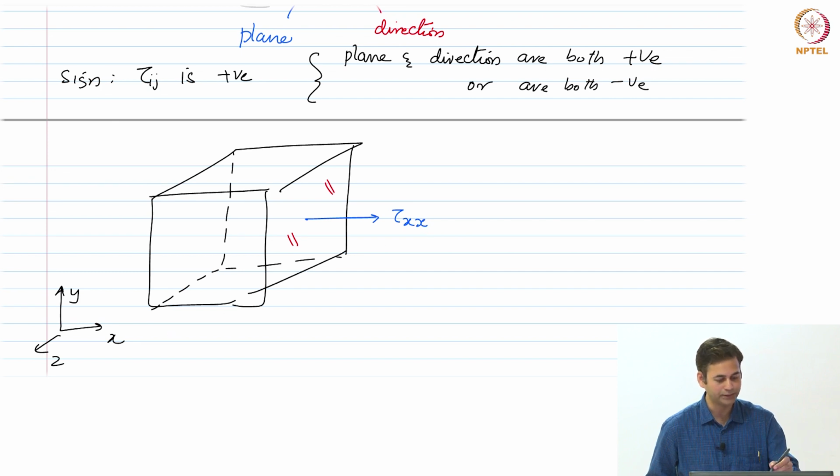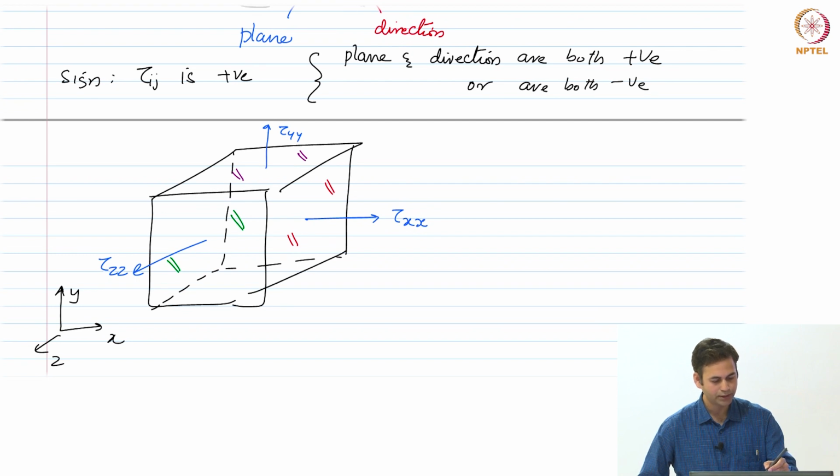So, this is tau xx, and similarly tau yy would be this one, where this plane is a y plane whose normal is in the positive y direction, and this is also acting in the positive y direction. And similarly, the other normal stress is tau zz, which is also acting on the z plane and acting in the positive z direction.